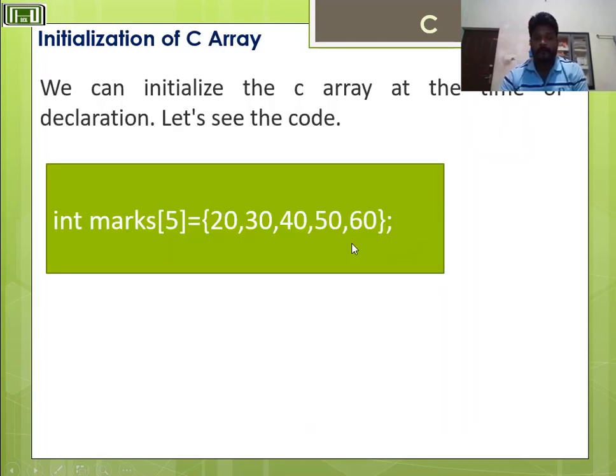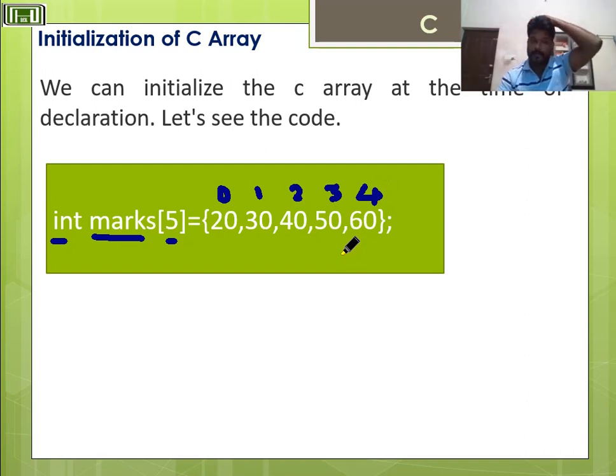Now, I already told you about initialization of the array. An array can be initialized using the data type followed by array name, then size, then curly braces. Within the curly braces you can describe the elements, that is index 0 is equal to 20, index 1 is 30, index 2 is 40, index 3 is 50 and index 4 is 60. In this way you can initialize the array at the time of declaration.